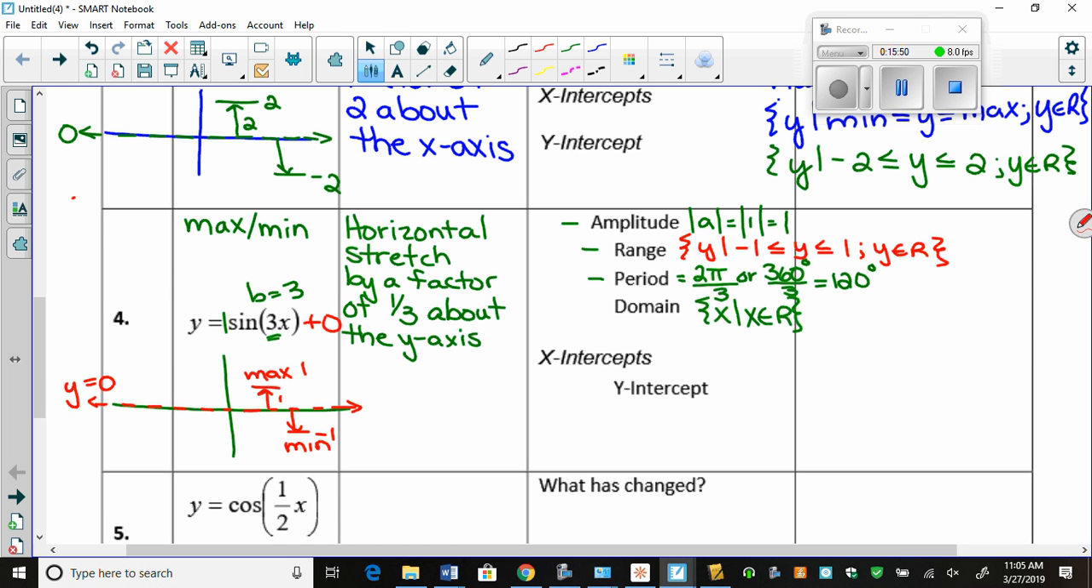So this one is y is greater because it's open to it. Greater than or equal to -1. Y is less than or equal to 1. We need to understand, right? Y.